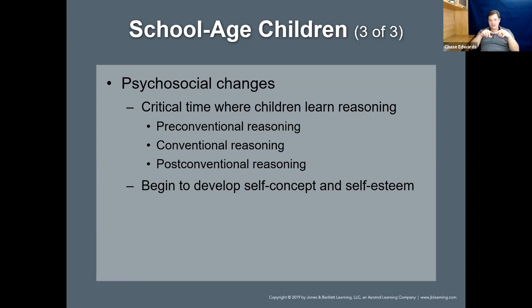Conventional reasoning is the child will look for approval from peers and the rest of society. And post-conventional reasoning is the children make decisions guided by their conscience. So they start to develop that conscience.